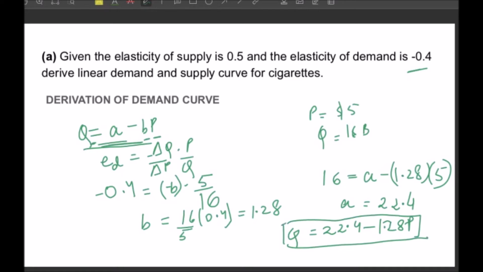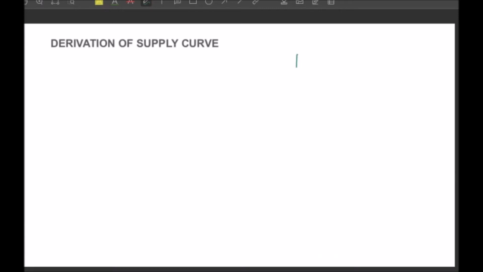In the next step, we are done with the derivation of the linear demand curve. Now let's derive the supply curve. We know that the price received by the sellers is equal to $5. The quantity sold by the sellers is equal to 16 billion packs.